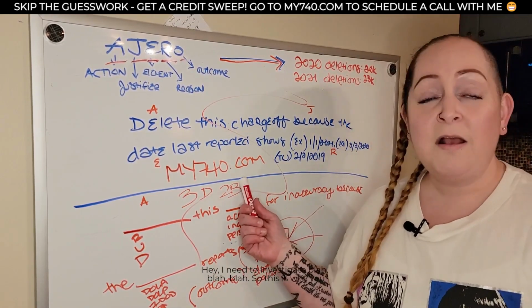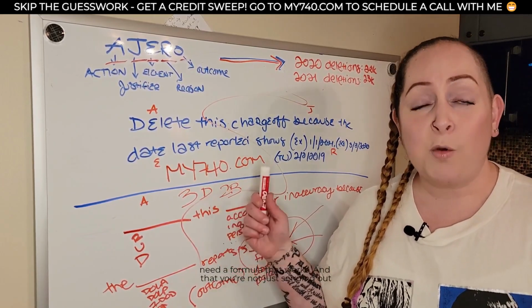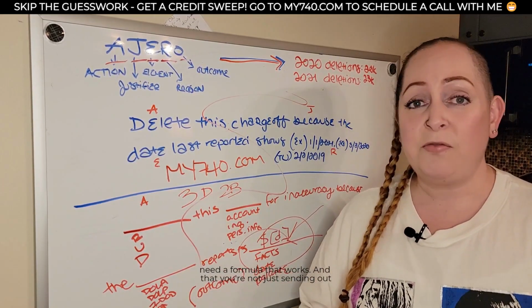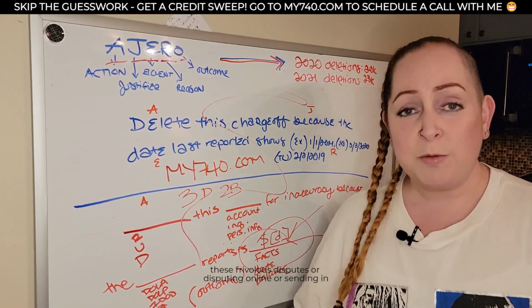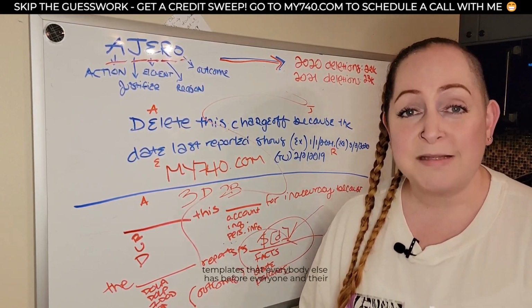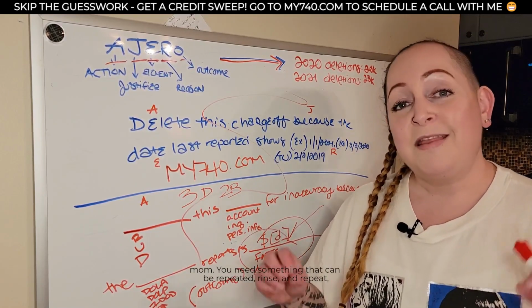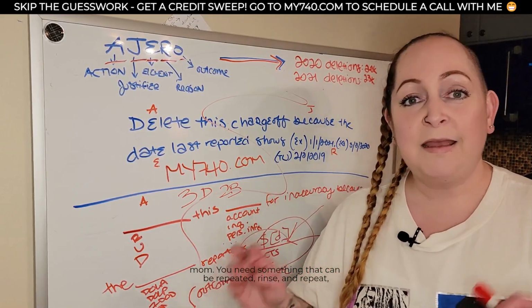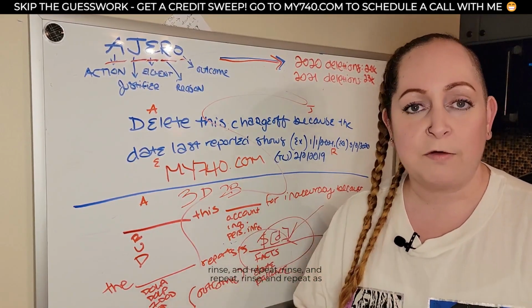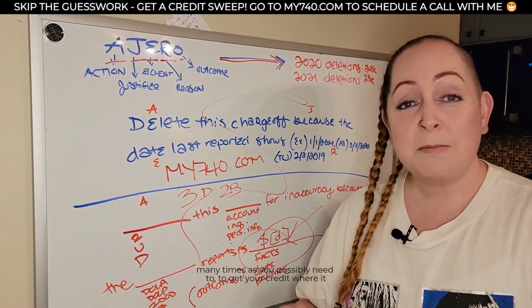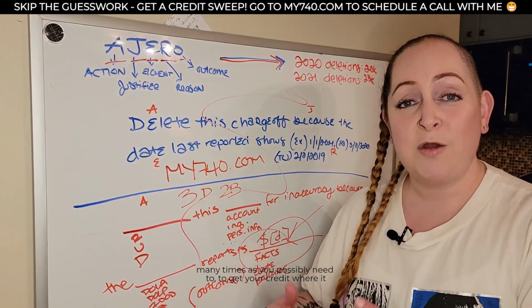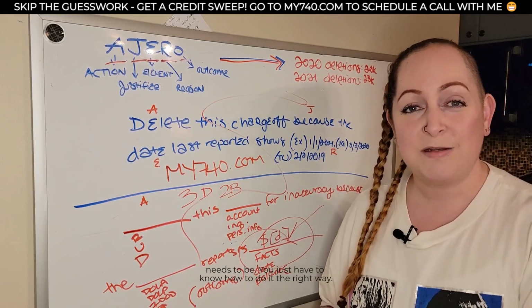So this is why you need a formula that works, and that you're not just sending out these frivolous disputes or disputing online or sending in templates that everybody else has sent before, everyone and their mom. You need something that can be repeated. Rinse and repeat, as many times as you possibly need to get your credit where it needs to be. You just have to know how to do it the right way.